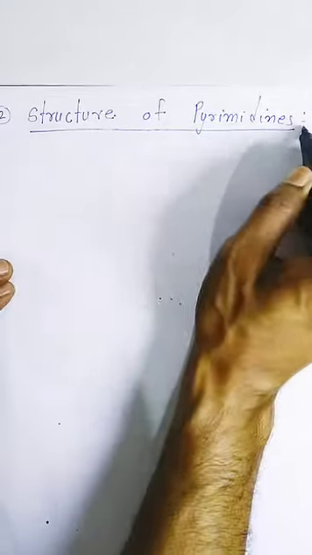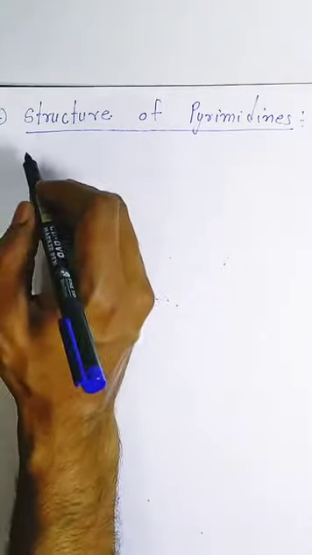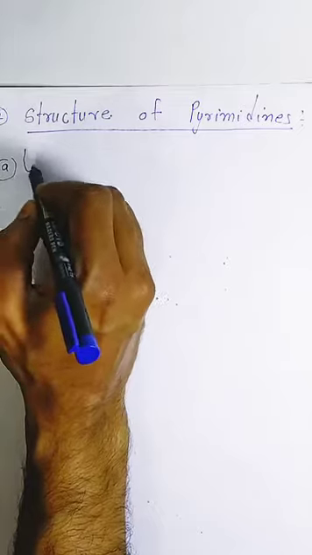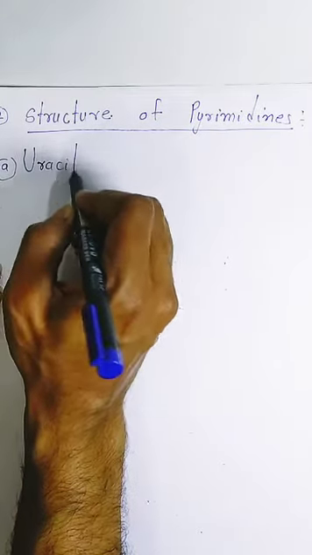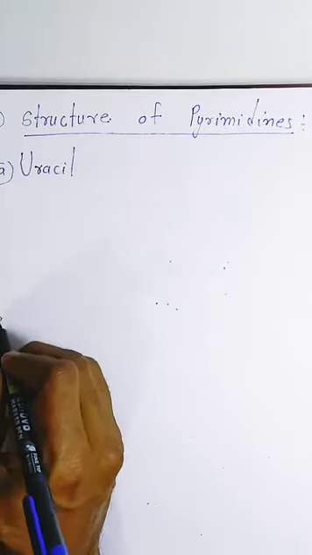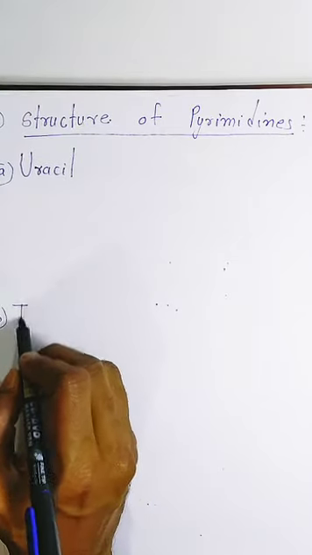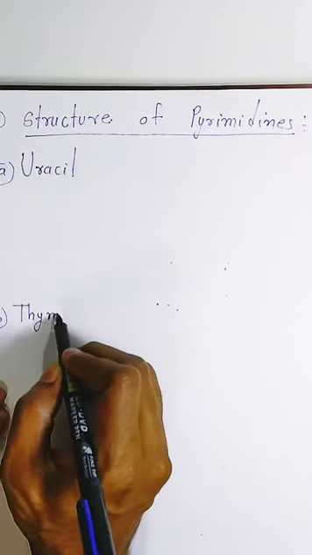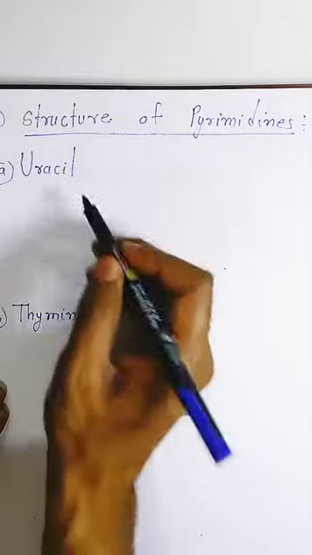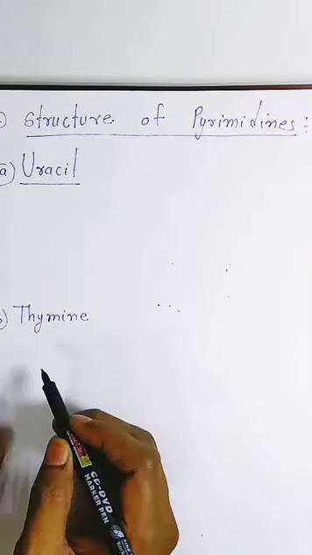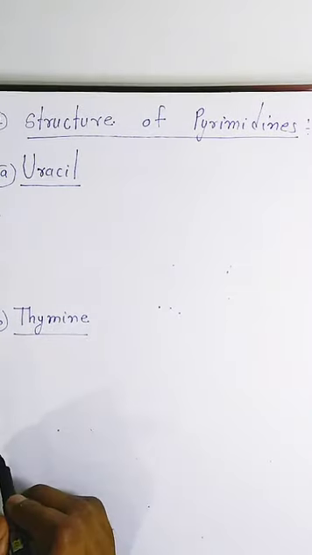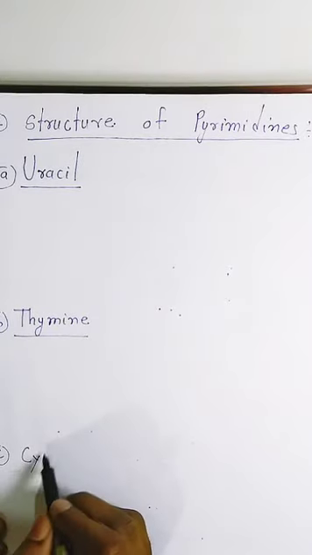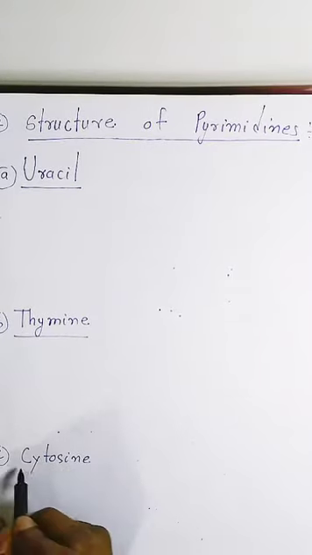The simplest way I am drawing: first, in pyrimidines you have uracil. Second, you have thymine, sometimes we call it thiamine. Uracil, thymine, and third one we have cytosine. These are the pyrimidines.